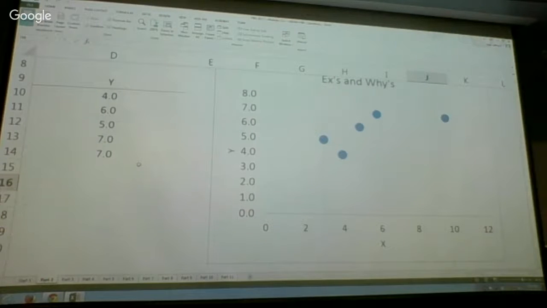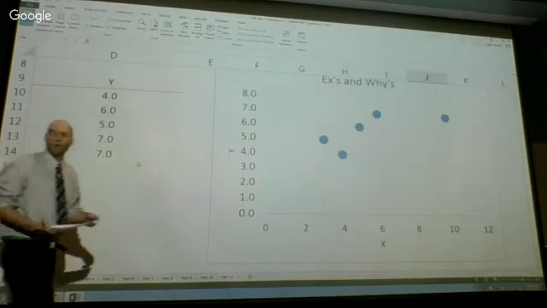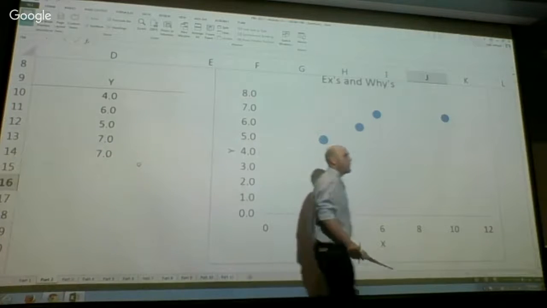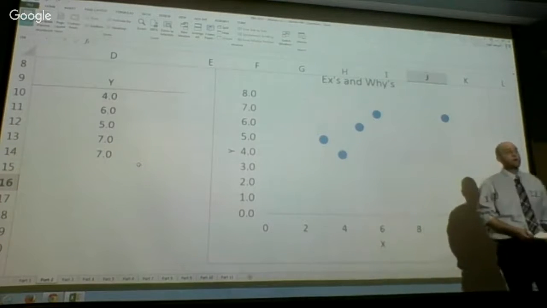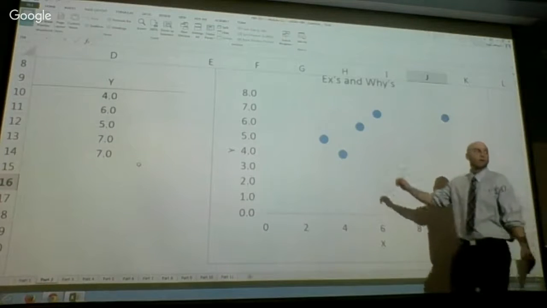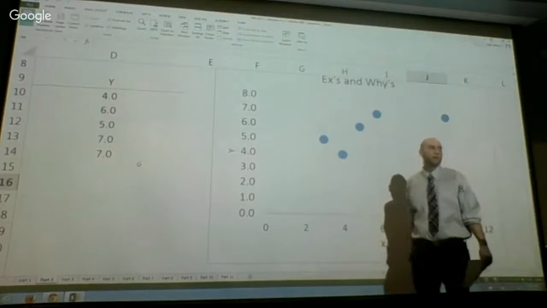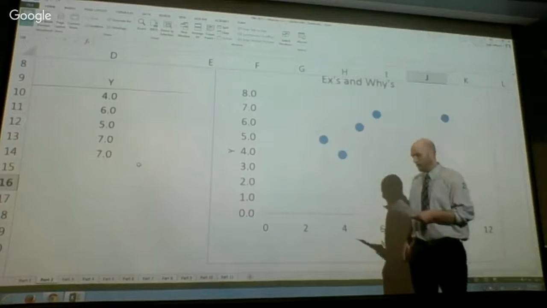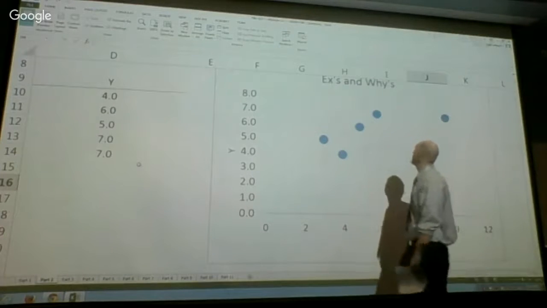Tiffany? X. Horizontal axis, x is the independent variable. Which one's the dependent variable? It's got to be the other one. Y. Yep.